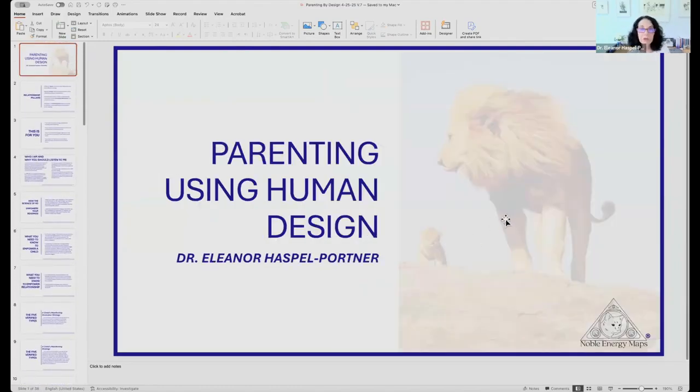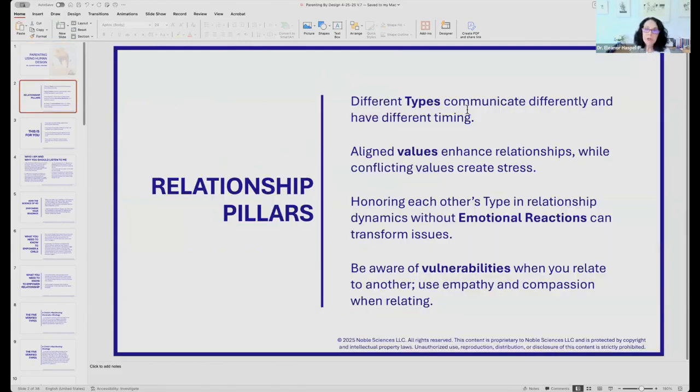So this is parenting using human design. And there are different types that communicate very differently, and aligned values can enhance relationships, while conflicting values create stress. So in parenting, it's extremely important that we honor each other's emotional reactions and transform them. As a parent, the parent needs to be aware of the vulnerabilities of the other person when they're relating. This goes for all relationships.